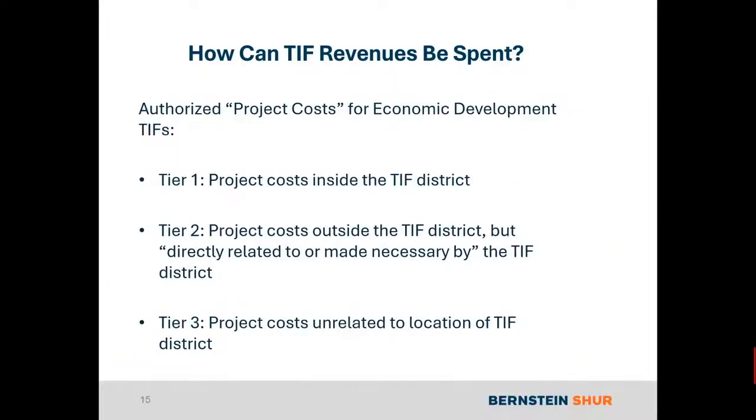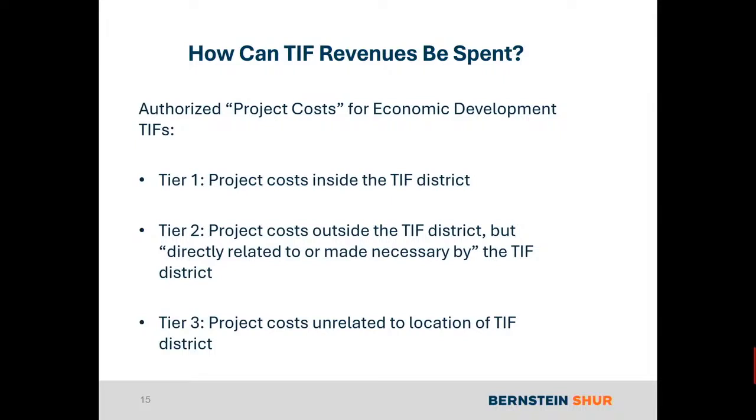So how can you spend your TIF revenues? Well, they have to be authorized, they have to fall within one of the authorized project costs that are in the statute. And there's 3 tiers, as I show in the slide. The first tier are projects that are specifically within the district, and those are typically capital costs and financing costs related to the district itself.